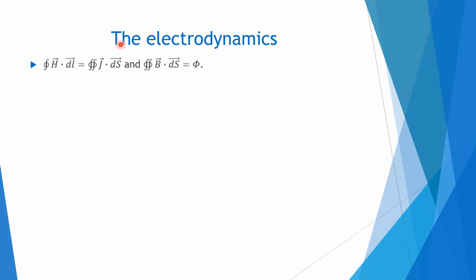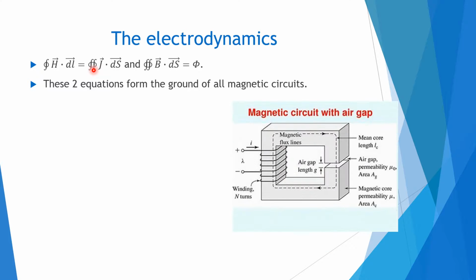This is the major formula that we'll be dealing with. What is this? If you have some closed path over which you are integrating the H vector, then that is the same as the flux of the current vector through that. So this is like Ampere's law if you remember. These form the ground for all mechanical magnetic circuits, and this is the magnetic circuit that we'll always deal with. This is my favorite. Now take this equation and apply this to this path.